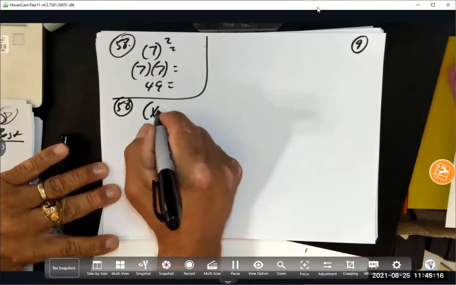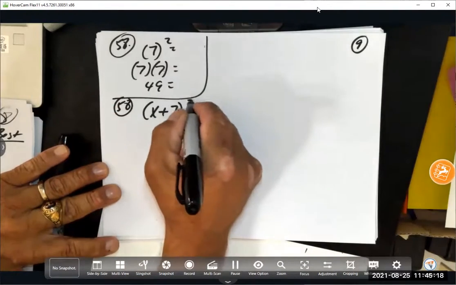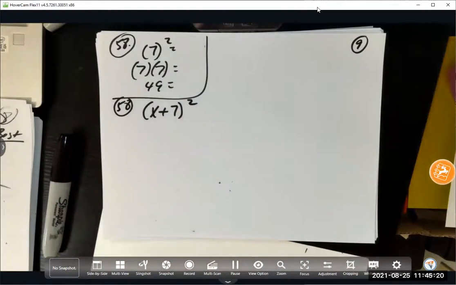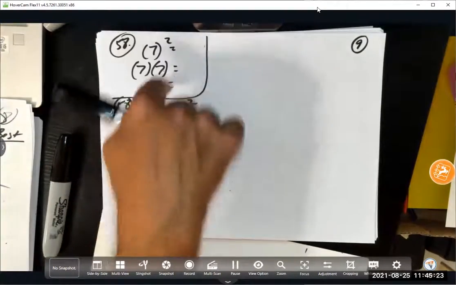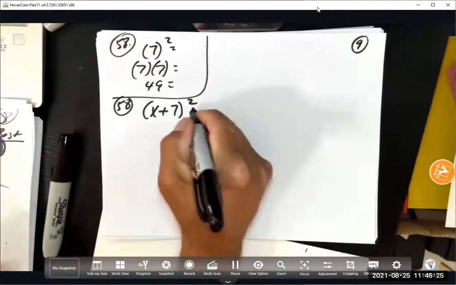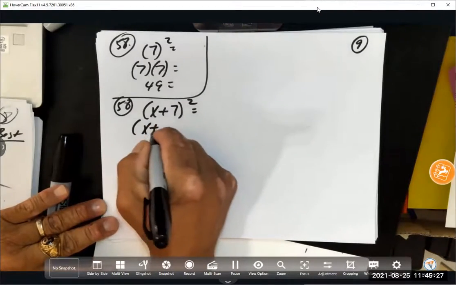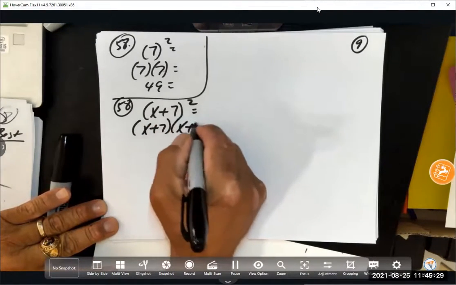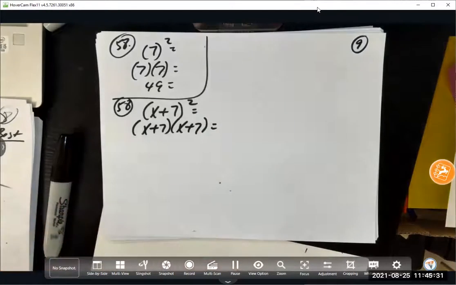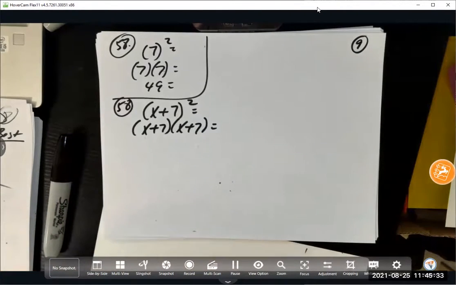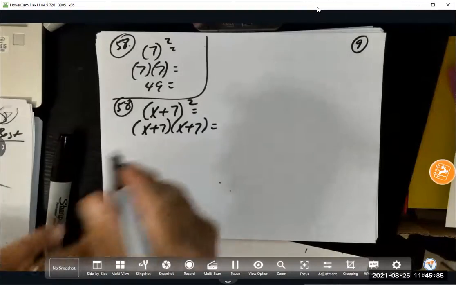Suppose I have x plus 7 squared. Do I have to do it 2 times like this one? Yeah. For each of them. Let me do it twice so you can see it, okay? All right, is everybody okay with the first step? Yes. All right, so now let's go from there.